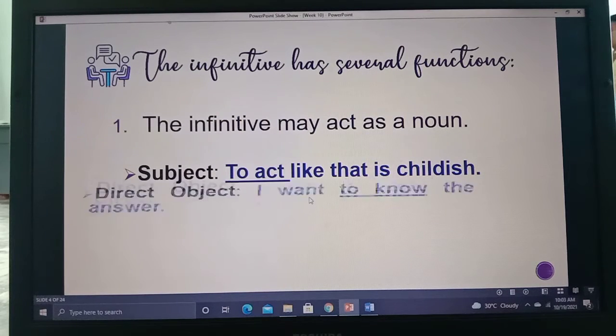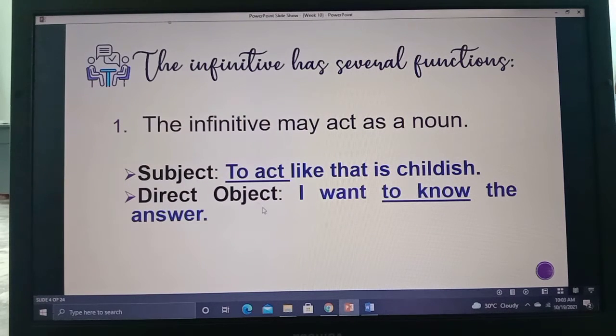So, second one is the direct object. When we say direct object, this is the example. I want to know the answer. Ano ba yung gusto niya? To know. So, ito yung direct object dito sa sentence. Yung infinitive ay nagsilbi siyang direct object.